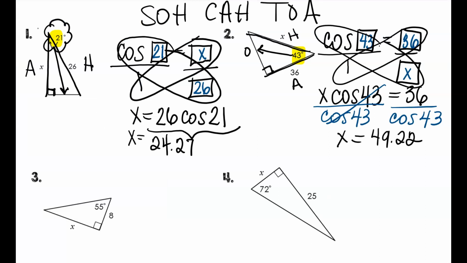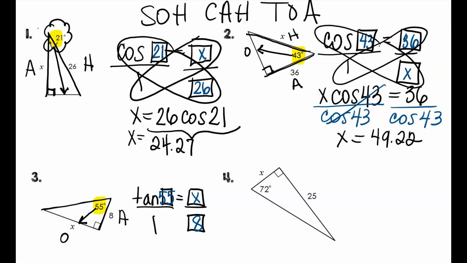Okay, next one. Acute angle is 55. Directly on the opposite side is x. And then these two sides are my adjacent, which means 8 is my adjacent. So using O and A together is tangent. So tangent of blank equals opposite over adjacent. The angle is 55. The opposite side is x. The adjacent side is 8.